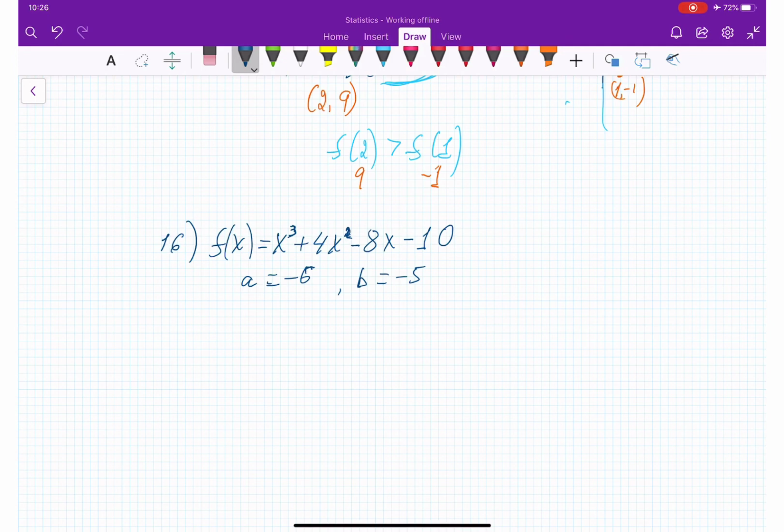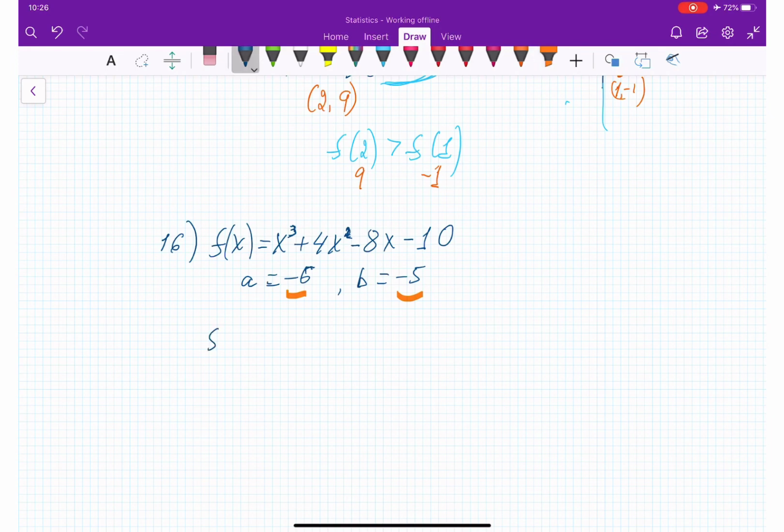So what did we learn from the previous question? I will plug a, which is negative 6, into f of x, and if b is negative 5, I will plug that in as x. And the values of y I get have to have opposite signs. Because if you have opposite signs of y, that means if I connect them, there is going to be a real 0 between them, because they're going to cross the x-axis to connect to each other, right? So let's do it.